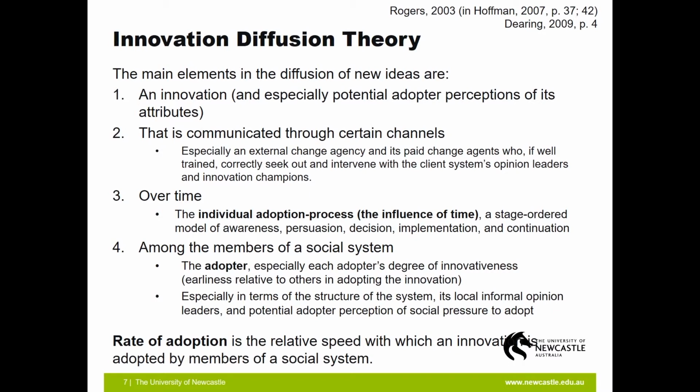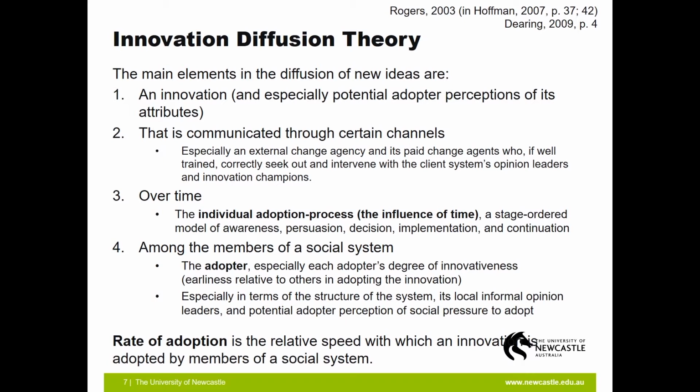And obviously innovations and the diffusion of them and the encouragement of adoption of them occurs in a social system. So we're talking about organisations largely here, and whether it's in a health context, which some of our readings talk about in this module, whether it's in a university context or whatever, it's in some sort of organisational setting with human beings, it's with people.